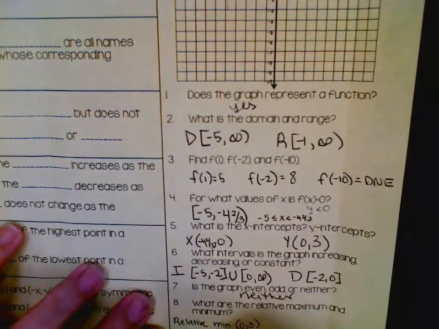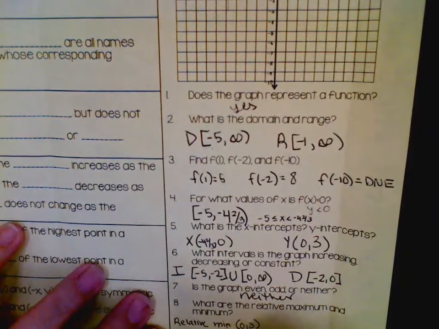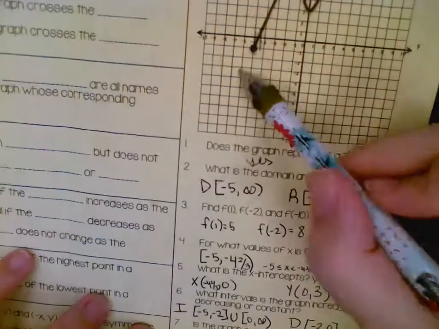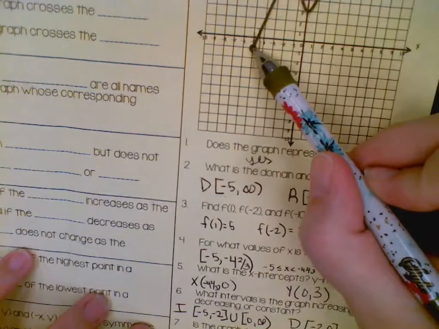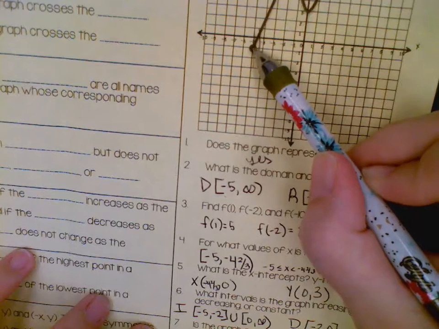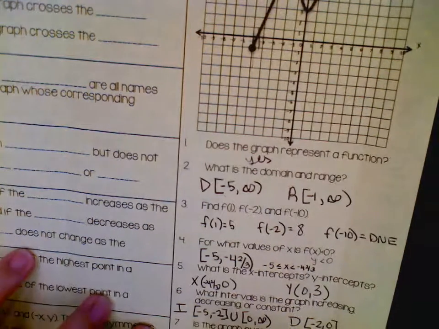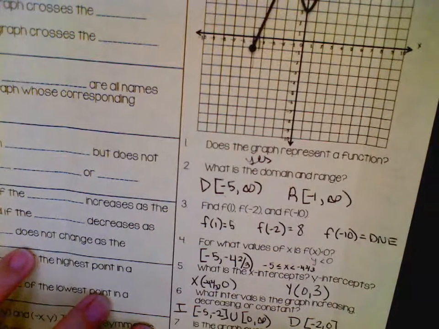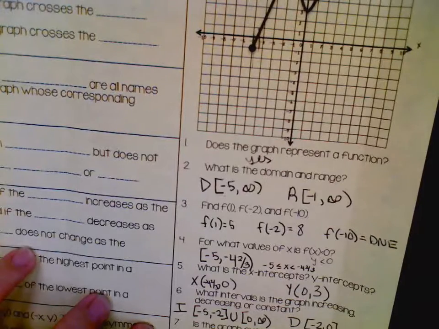And then the absolute min is that other point down here where the graph doesn't get any lower. So absolute is the graph will never get any lower, like the vertex of a parabola. And that point is at (-5, -1). So the lowest point of our graph is -1.